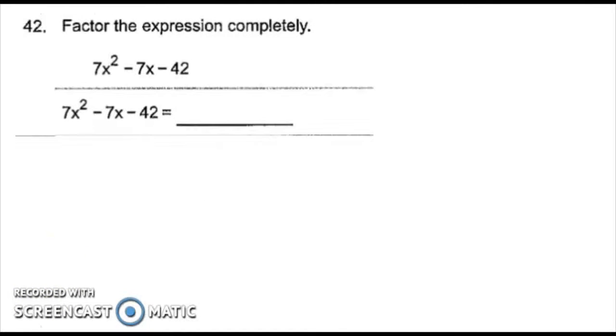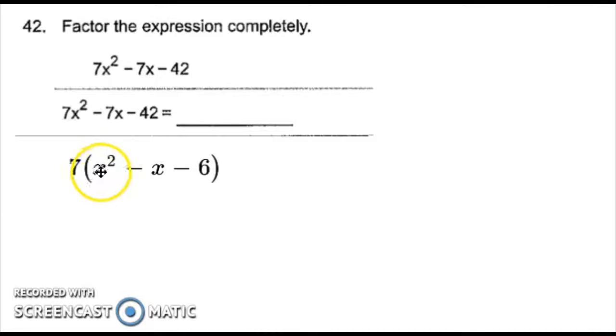Number 42, it says factor the expression completely. The first thing we do is see if there's a GCF. And there is. We can divide each of the terms by 7. So divide it all out by 7, we're left with x squared minus x minus 6. So we're going to factor just the x squared minus x minus 6 from there.